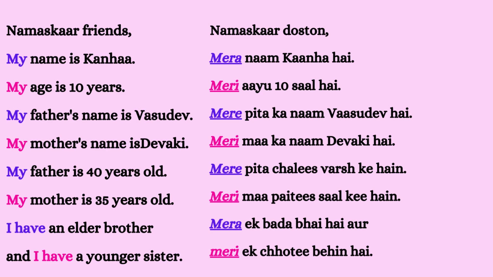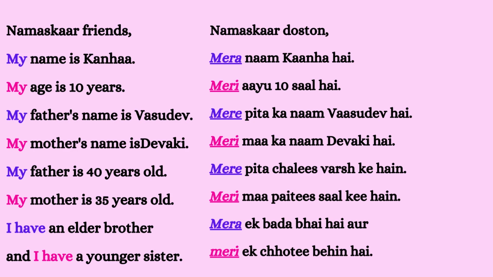So now friends, mera in the line mera naam Kanha hai will be blue in order to signify that name is a masculine word, and so we will use mera to refer to it or to show belongingness because your name belongs to you. मेरी आयु 10 साल है. Now age is a feminine word in Hindi. Okay, so we will use meri to refer to age in Hindi.